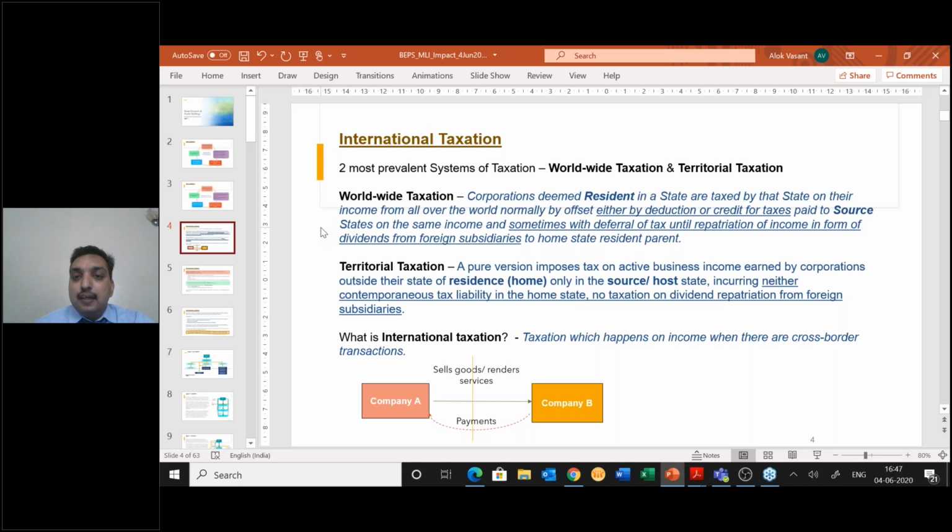But what the resident country does is it seeks to give them a credit of the taxes that they pay in the other countries. And sometimes the taxes are deferred because the multinational may not repatriate the profits fully to the home country. So this is how worldwide taxation happens. A resident country exercises the power to tax its residents over their entire income, whether that income is earned in that country or in a different country.